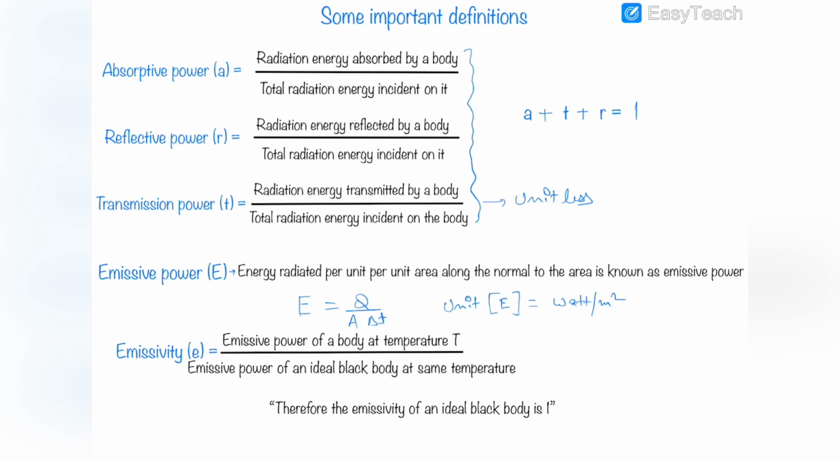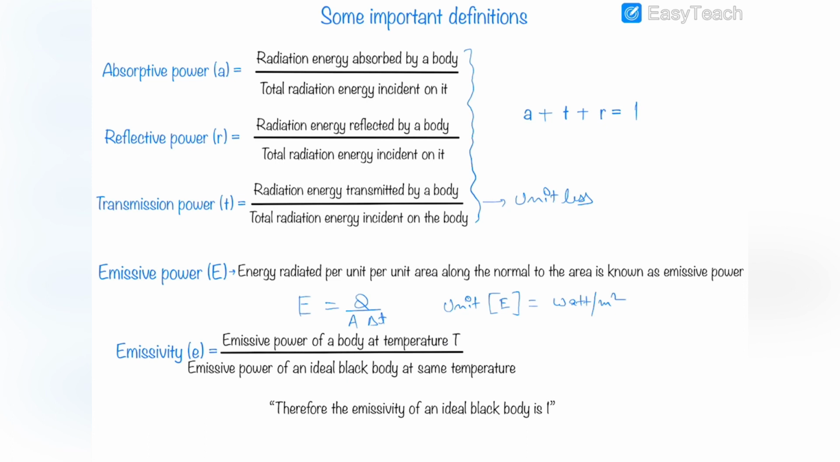This ratio is called E. So let's suppose that some body has an emissivity of half, E is equal to half. Then it means that if that body is at the same temperature as compared to an ideal black body, then the emissive power of that body is just half of the emissive power of the ideal black body, which is at the same temperature.